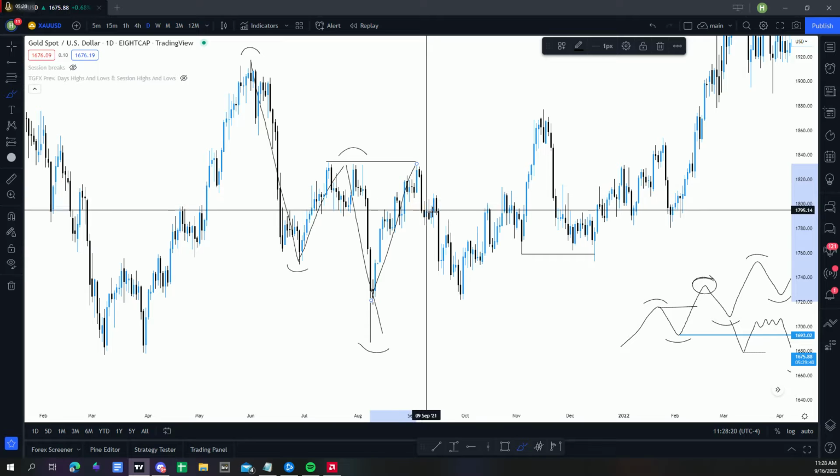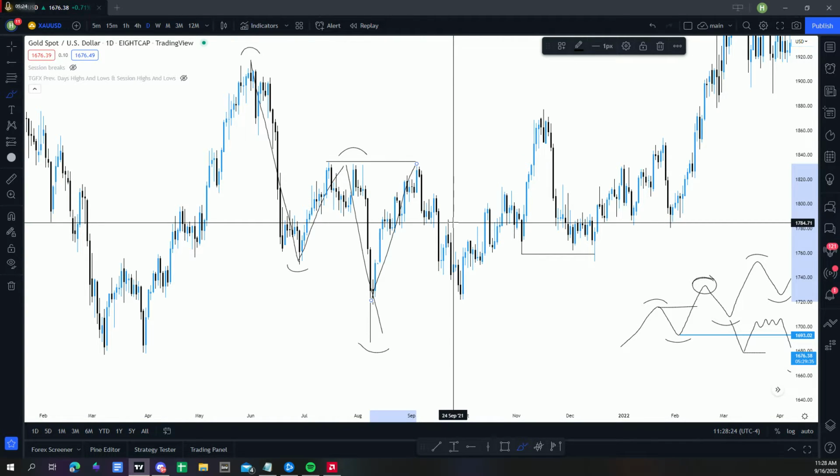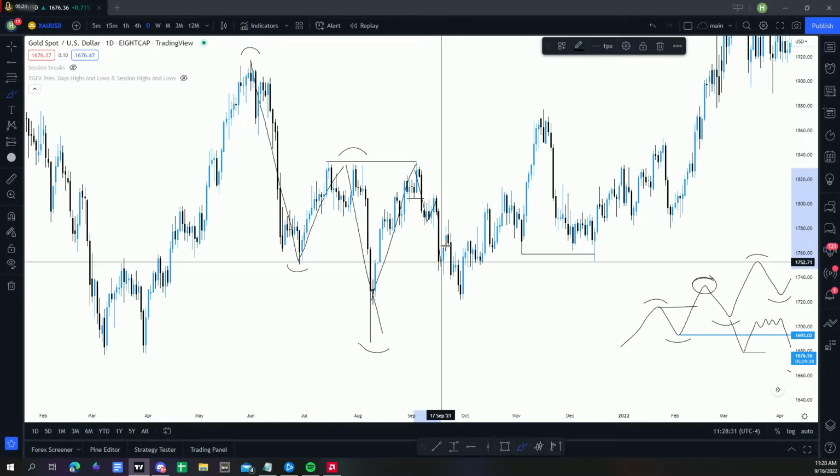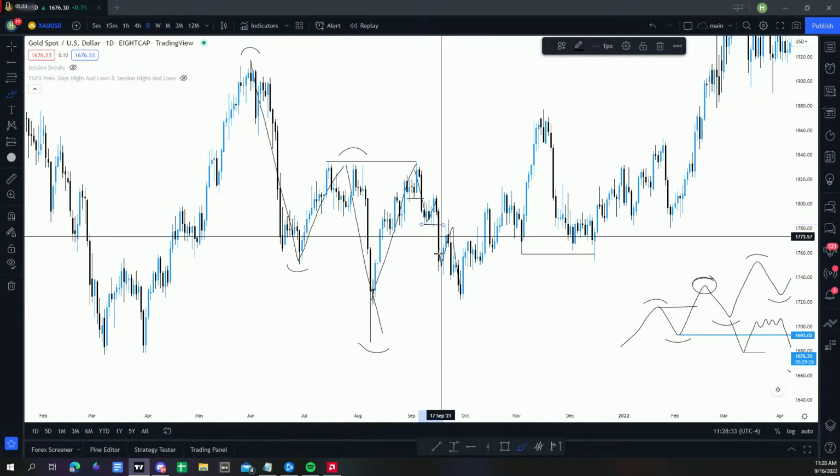Now, notice here what happened. Did price actually break above? No, it did not. So from there, price then comes in and it begins to print lower, giving us this inside downtrend.